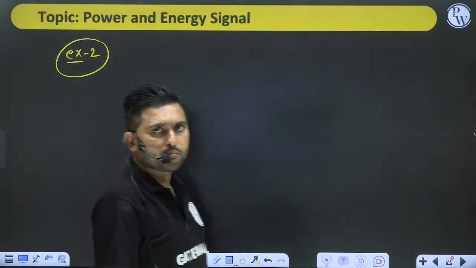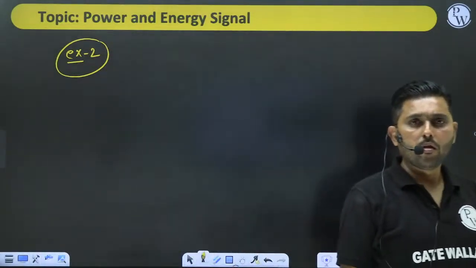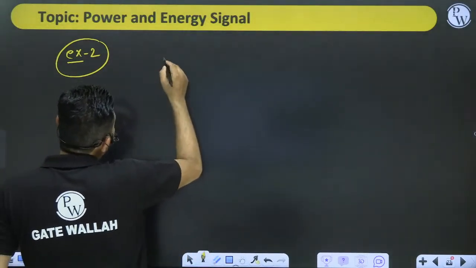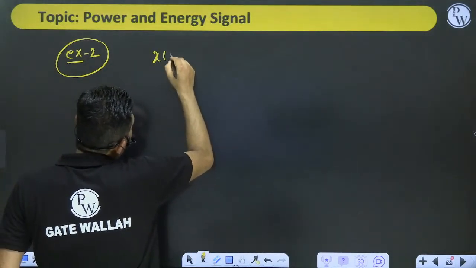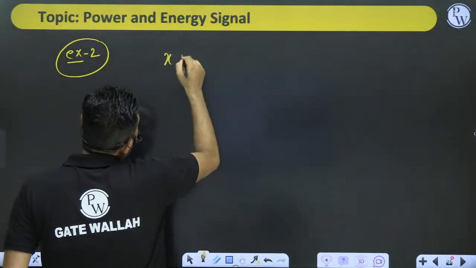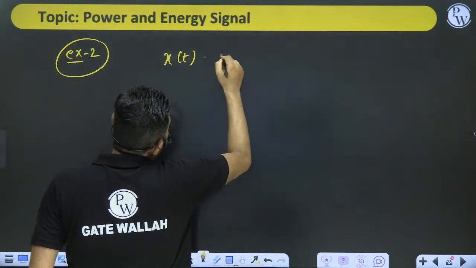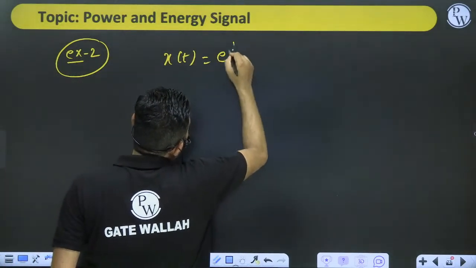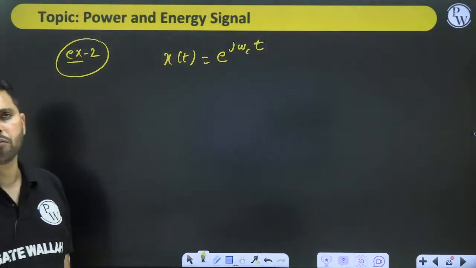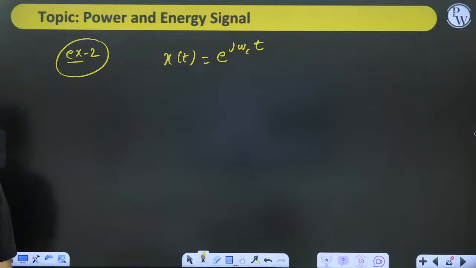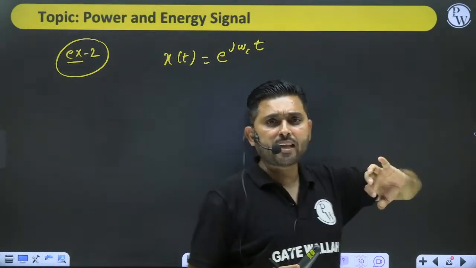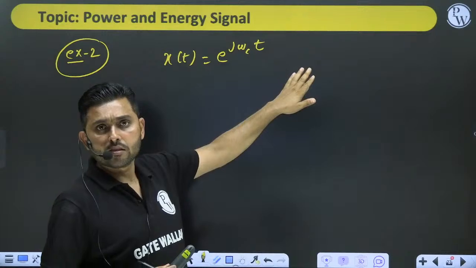Example number 2. Let's say x(t) is e to the power j omega_c t. Now if x(t) is e to the power j omega_c t, listen carefully, then this is a complex function. This is a pure complex function.